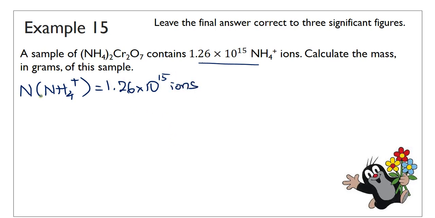And the unknown here is the mass of the sample. So the mass of ammonium dichromate, NH4)2Cr2O7. So this is the unknown.